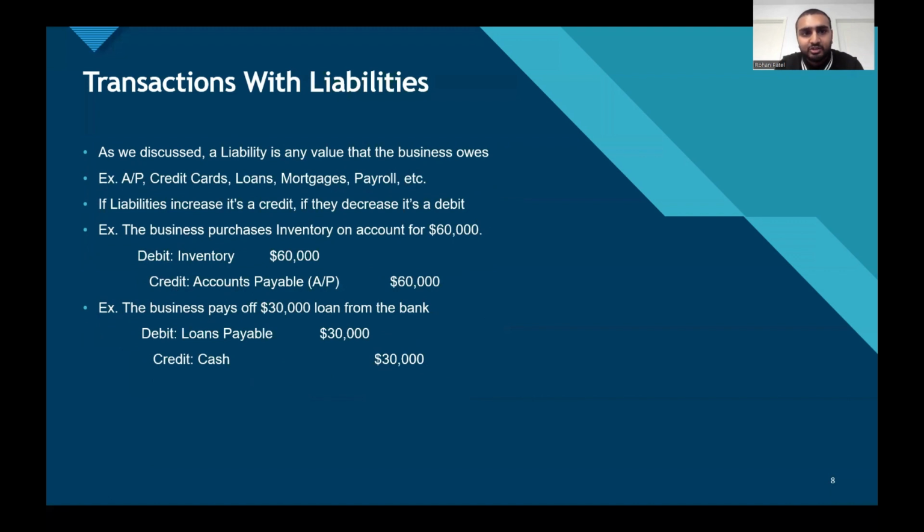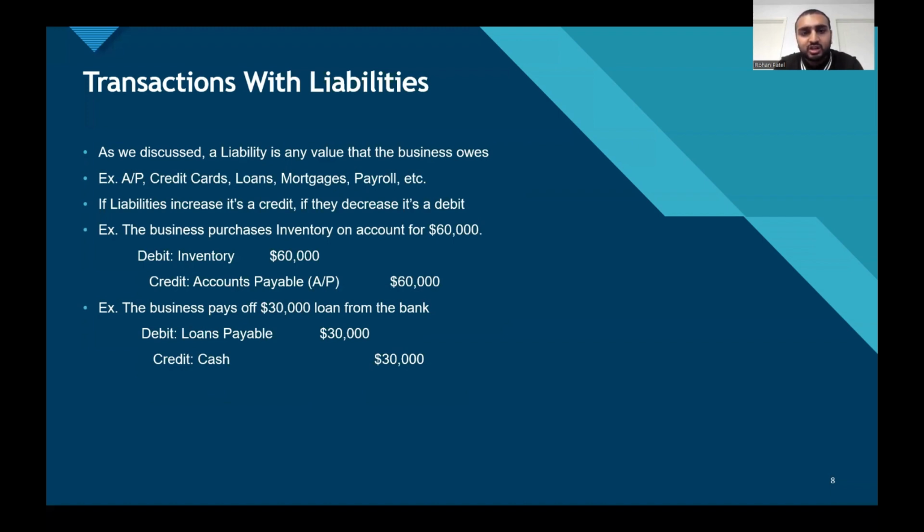Transactions with liabilities. Liabilities are any value that the business owes. So accounts payable means money that we owe to suppliers, vendors, or banks as well, right? We record the transaction in the accounts payable account if we owe money to somebody. It could be anything from credit cards, loans, mortgages, payroll, etc. So to increase a liability, it's a credit, and to decrease it, it is a debit.